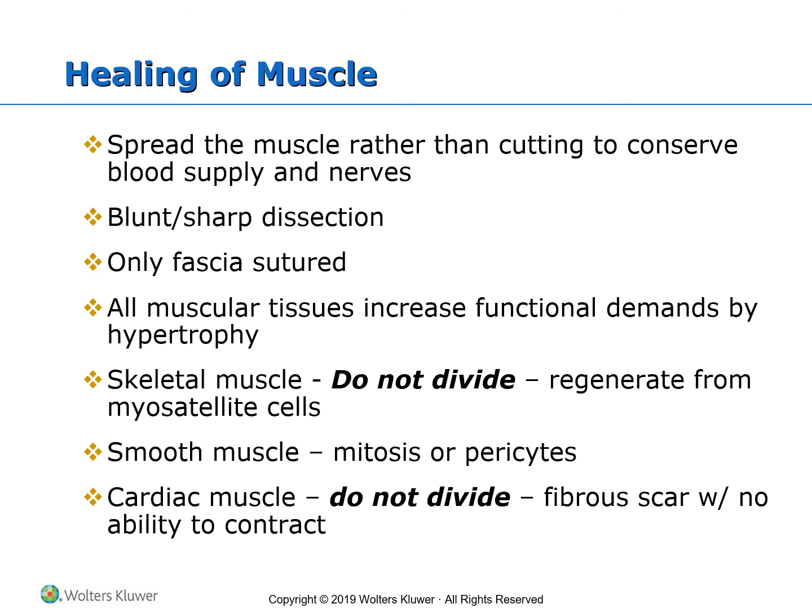Skeletal muscle. It's important to remember that it's not a dividing type of cell. It will regenerate from what are called myosatellite cells. Smooth muscle cells do divide through mitosis, and the cardiac muscle does not divide whatsoever. Whenever there is death of cardiac muscle as a result of a myocardial infarction, we will have a fibrous scar with no ability to contract in that area, with a loss of function for the heart.